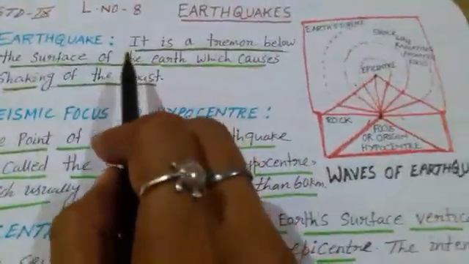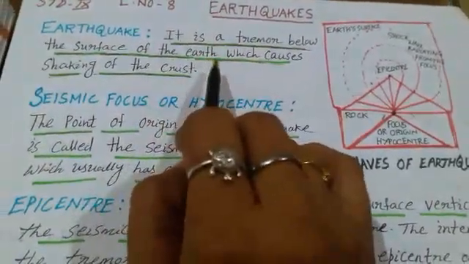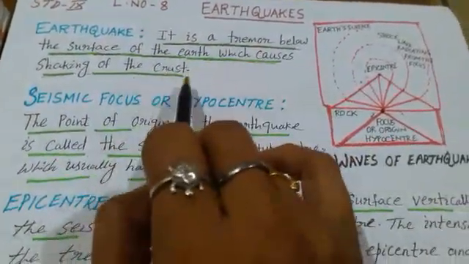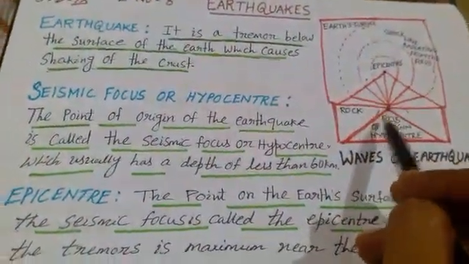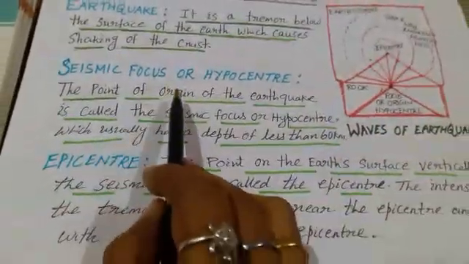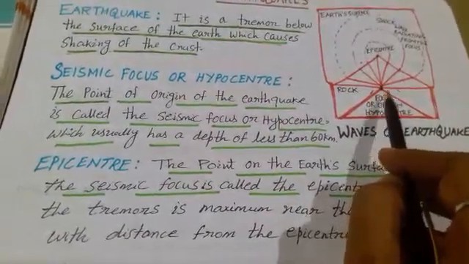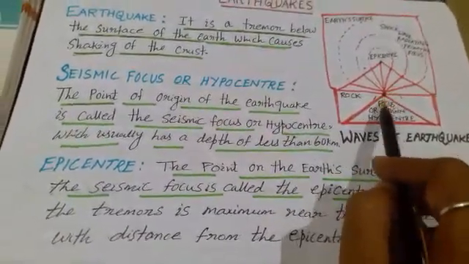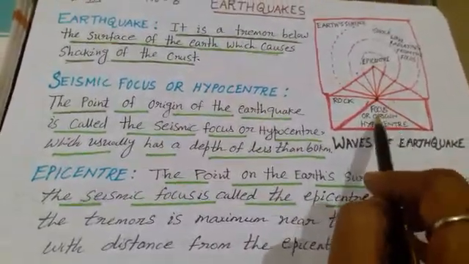Let us discuss earthquake. It is a tremor below the surface of the earth which causes shaking of the crust. What do you mean by earthquake? It is a tremor below the surface of the earth which causes shaking of the crust. Seismic focus or hypocenter: the point of origin of an earthquake is called the seismic focus or hypocenter, which usually has a depth of less than 60 km.